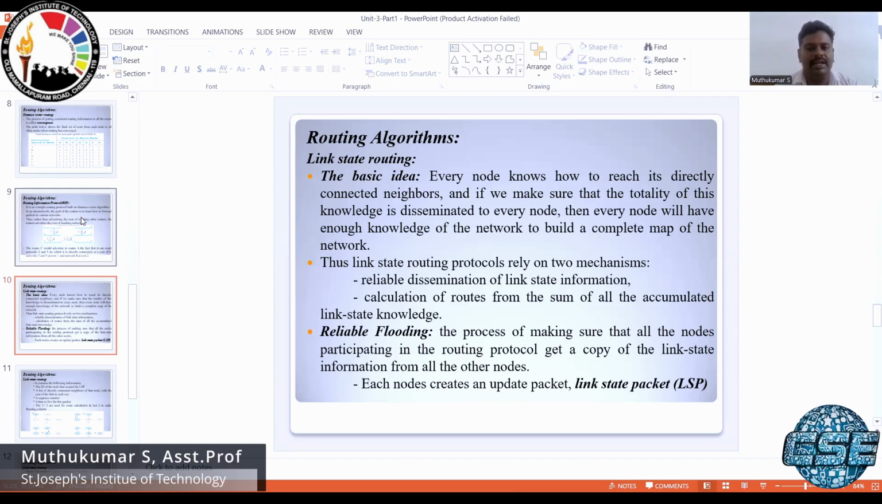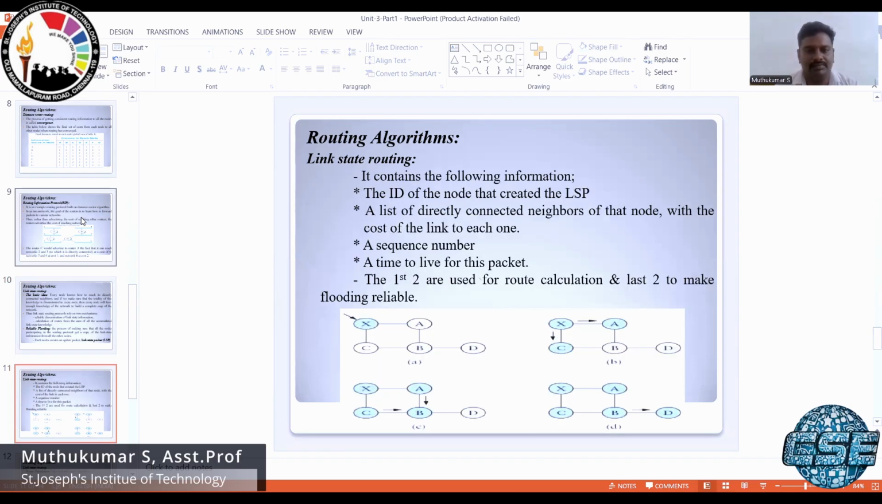If we share the entire information of the router, it will create traffic in the network. Here we use a packet called the link state packet, that is LSP. Only the known information is given to the adjacent nodes. The link state packet consists of the following information: an ID, the directly connected neighbors' information, a sequence number, and a time to live for that particular packet. This is used for the calculation purpose.